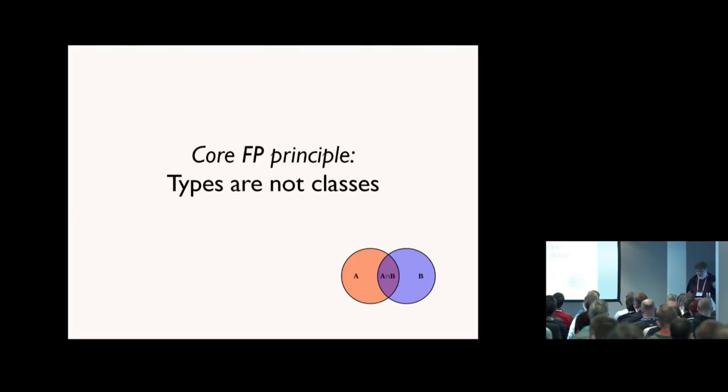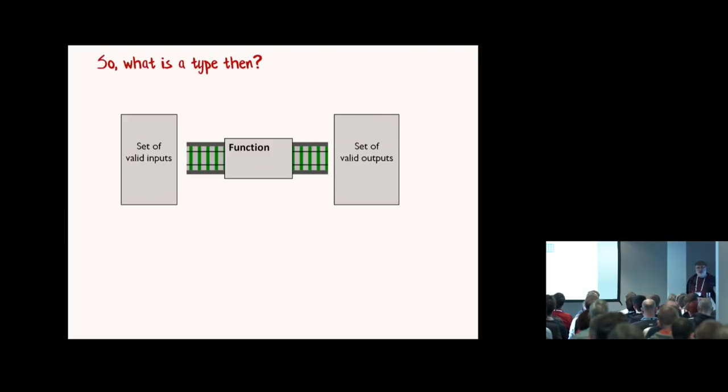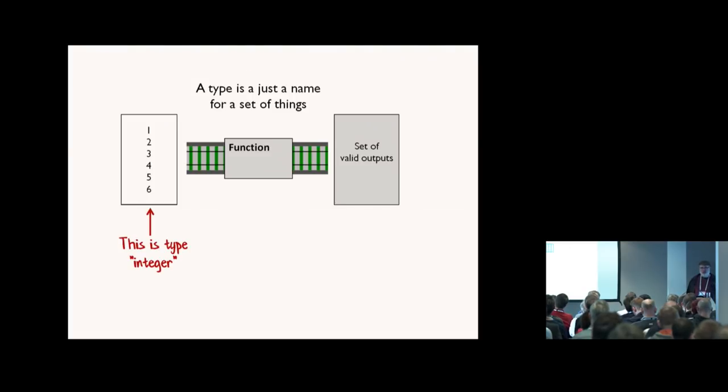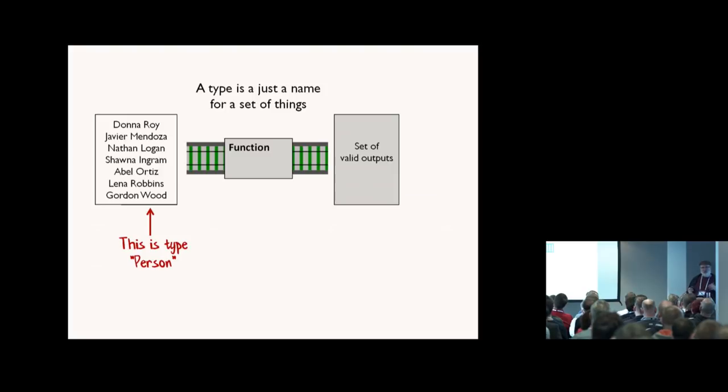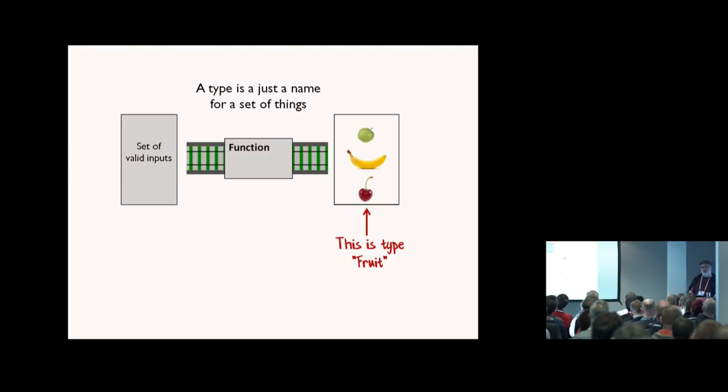All right, another principle. Types are not classes. They're more like sets. So what is a type? Okay, it's a kind of set. If you have a function, you have a set of valid inputs for the function, and you have a set of valid outputs for the function. So the type is just the name for that set. That's all the type is. It's not a class, it's just a name for a set of things. So if the set of valid inputs is all the possible integers, we call that type integer. If the set of valid outputs is all the possible strings, we say that is of type string. If it's all the possible people in the world, we say it's type person. If it's all the possible fruits, you say it's type fruit.